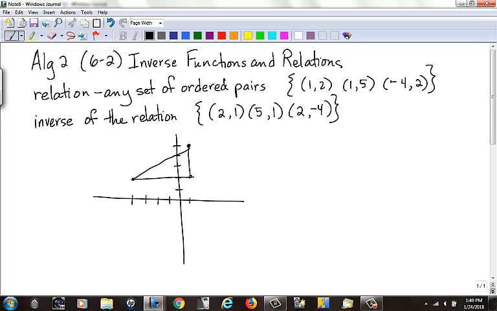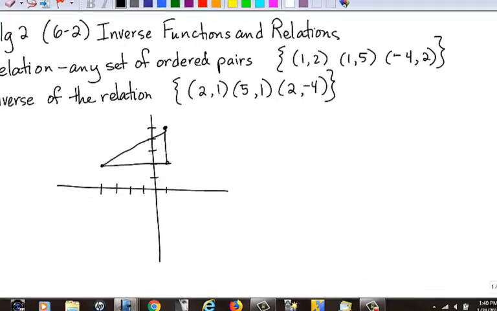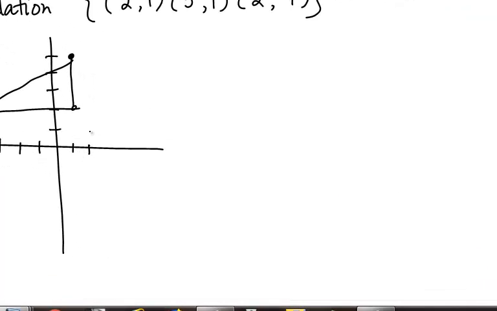Okay. Now do the inverse. So graph 2 to the right and up 1. Graph 5 to the right and up 1. And graph 2 to the right and down 4. Alright, and you should get a triangle again. They are inverse relations, not functions, relations.